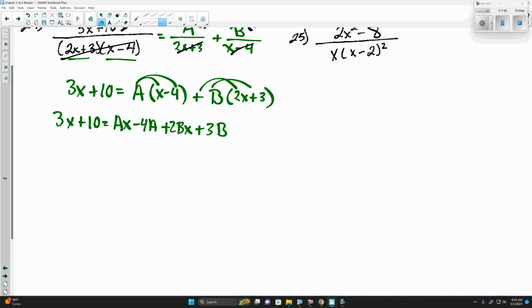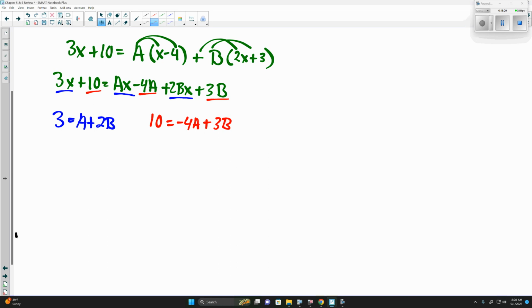Now we need to match up our terms. 3x is going to match up with our ax and 2bx, so we have 3 is equal to a plus 2b. We can drop the x because we don't really need it. We just need the a and b because 3 technically had x, so did a, so did b. So we're just looking at the numbers. Now the other is matching up our 10 with our negative 4a plus 3b.